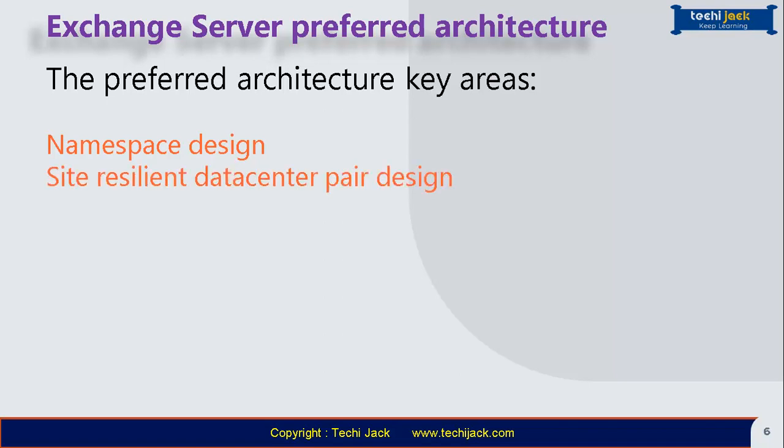Another one is the site resilient data center pair design. To provide site resiliency, Microsoft recommends that DAG members be evenly distributed between two or more data centers. Another recommendation is to connect the data centers through redundant network paths supplied by different carriers, and each data center should be in its own Active Directory site.